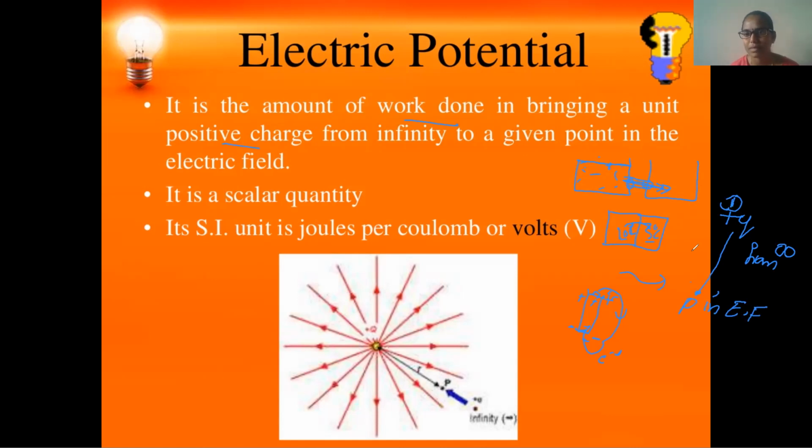Potential difference means the work done. We need to do some work to bring the unit positive charge from here to here. That work done is in bringing a unit positive charge from an infinite distance to a point in an electric field. This is nothing but the electric potential definition. And see, how much work is done does not depend upon the direction. Whichever direction you go, the same work is done. That is why it is a scalar quantity.